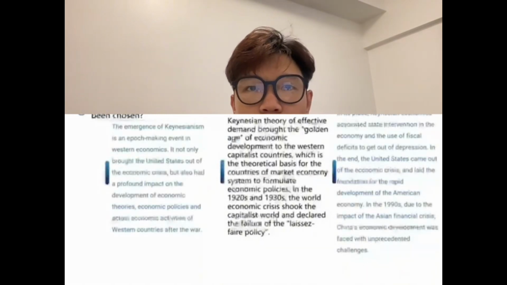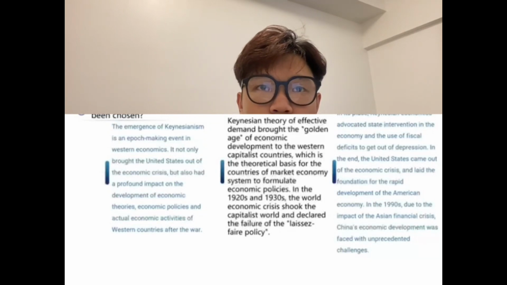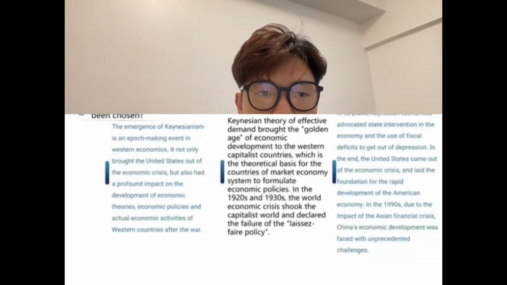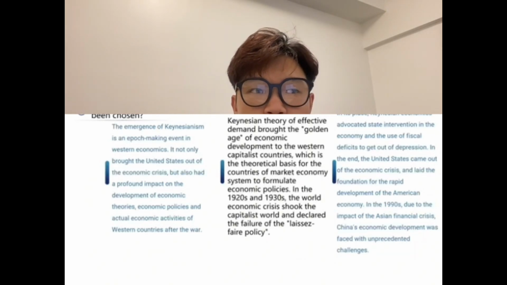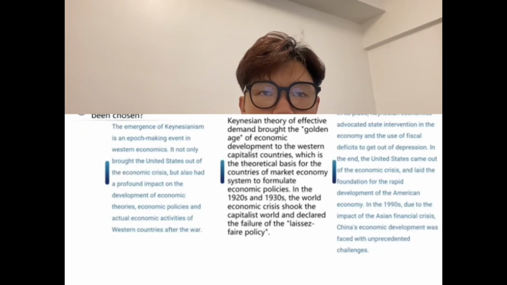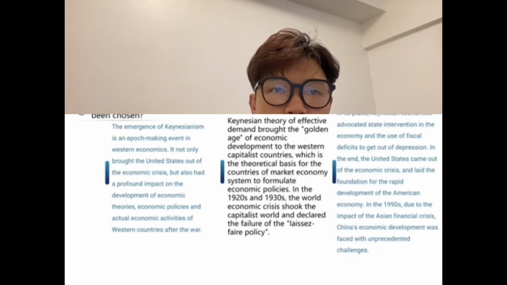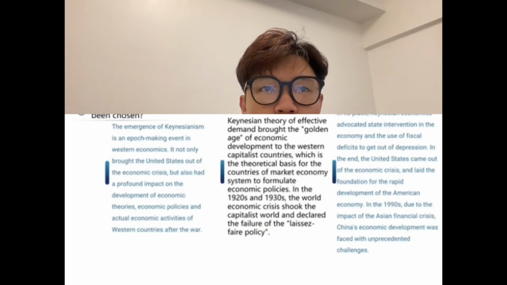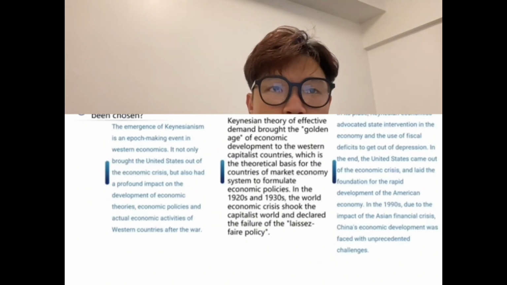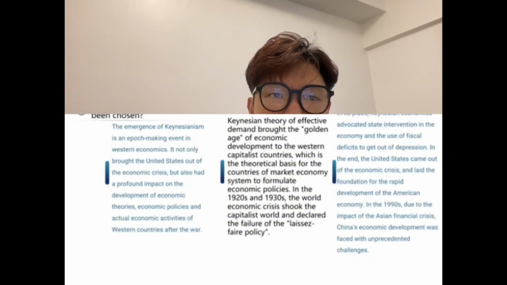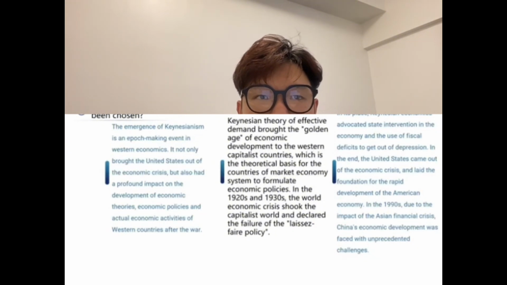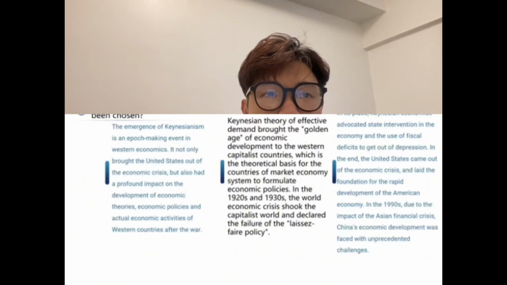The emergence of Keynesianism is an epoch-making event in Western economies. It not only brought the United States out of the economic crisis, but also had a profound impact on the development of economic theories, economic policies, and the actual economic activities of Western countries after the war. Keynes's theory of effective demand brought the golden age of economic development to the Western capitalist countries, and is the theoretical basis for market economy countries to formulate economic policies.